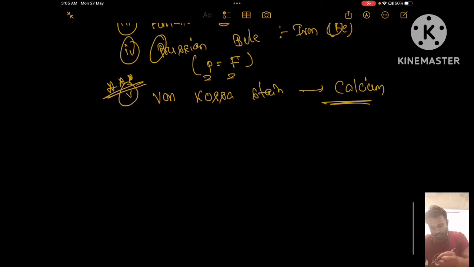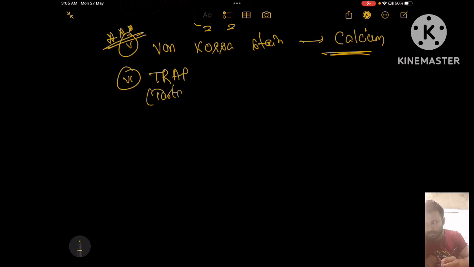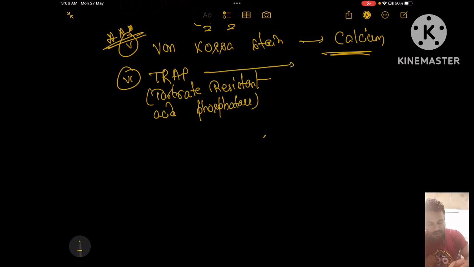Next is TRAP, tartrate resistant acid phosphatase, seen in hairy cell leukemia.